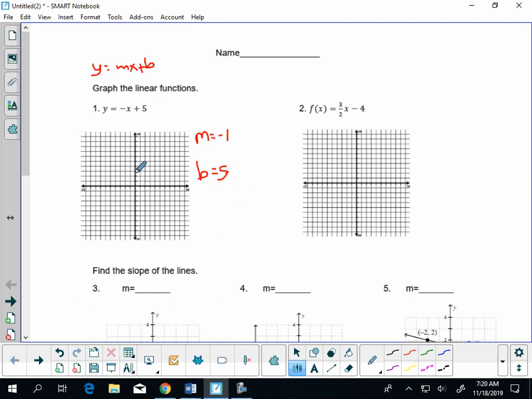1, 2, 3, 4, 5. Put a dot at 5. We're going to make our slope into a fraction. That negative tells us we're going to go down 1, right 1.